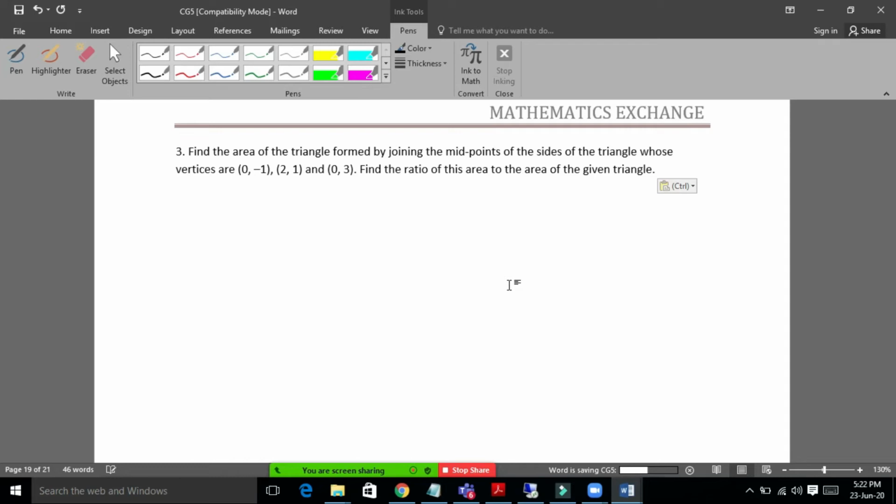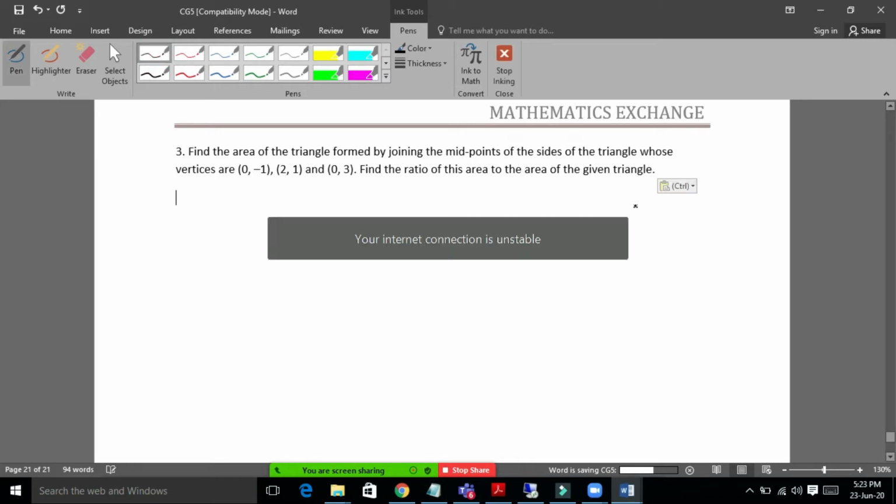So students, question 3 is: find the area of the triangle formed by joining the midpoints of the sides of the triangle whose vertices are (0, -1), (2, 1) and (0, 3). Find the ratio of the area of this triangle to the area of the given triangle. So in question 3 we are given the vertices of a triangle, and we have to join the midpoints of the sides of this triangle, and then find the ratio of the area of the triangle formed by joining the midpoints to the area of the given triangle.